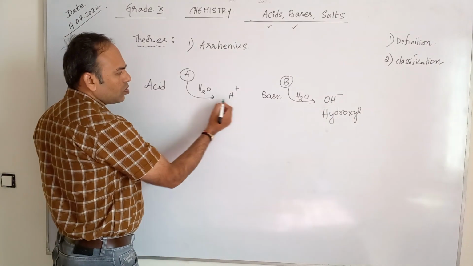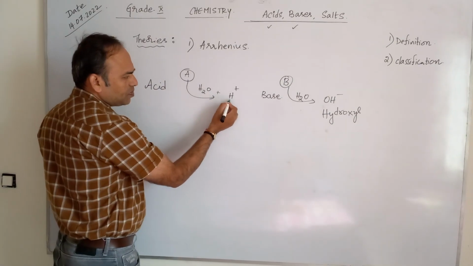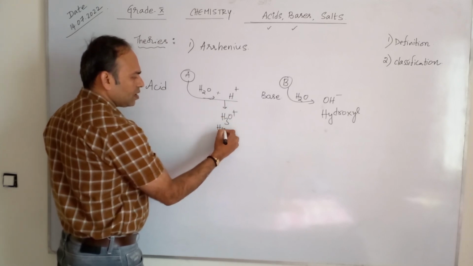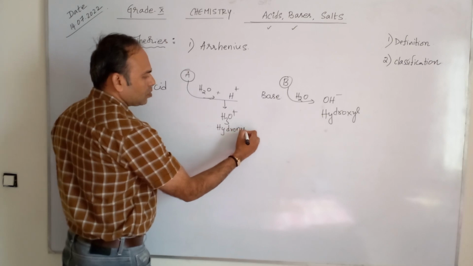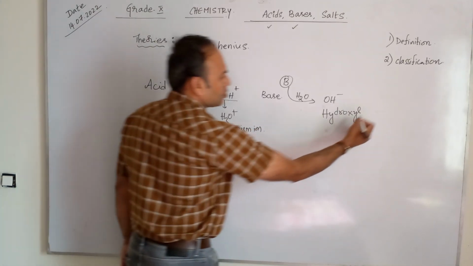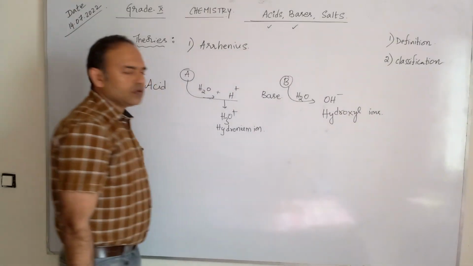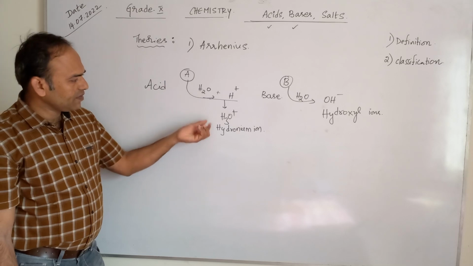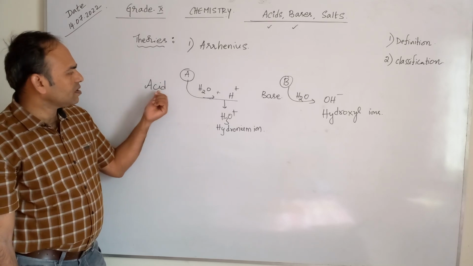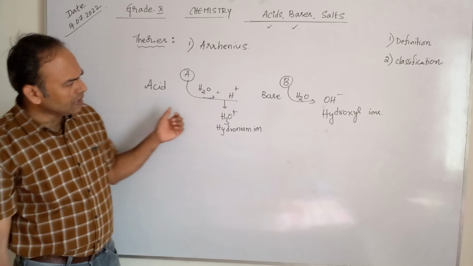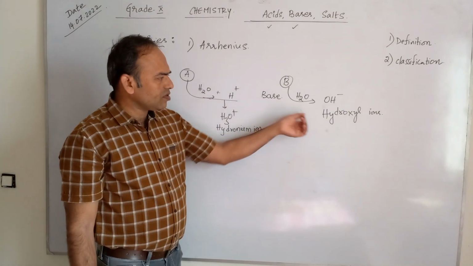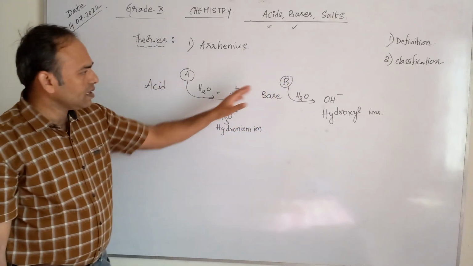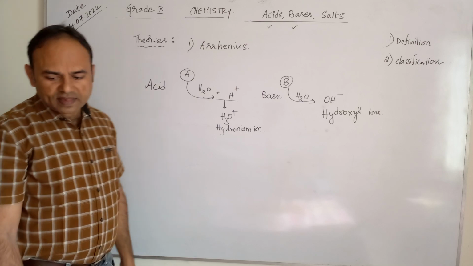One more point to know: when there is water and H plus, that is protons, this will give you H3O plus, which is known as the hydronium ion. Here it is hydroxyl ions. So once again I will give the definition. Any substance which in the presence of water gives hydronium ions is called an Arrhenius acid. If any substance in aqueous solution gives OH minus ions, that is hydroxyl ions, that substance is known as an Arrhenius base.